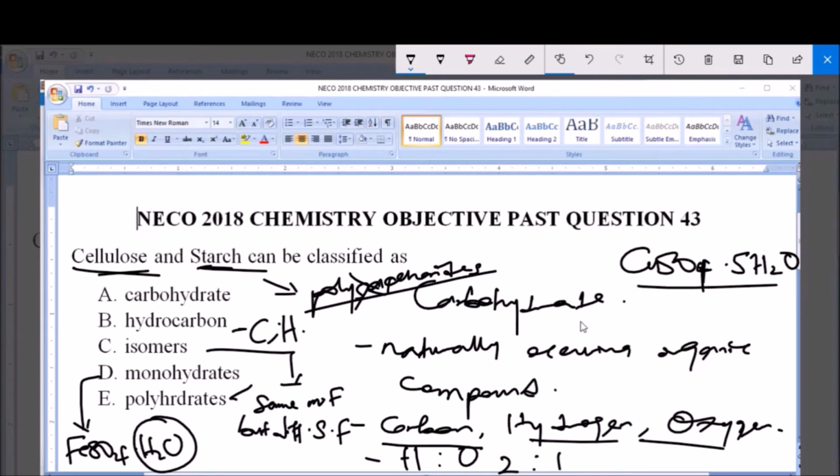Now this is a polyhydrate. So the answer to this question is option A, carbohydrates. Cellulose and starch can be classified as carbohydrates. So that is the answer to this question. Option A is the correct answer.